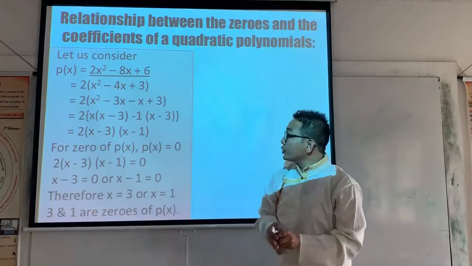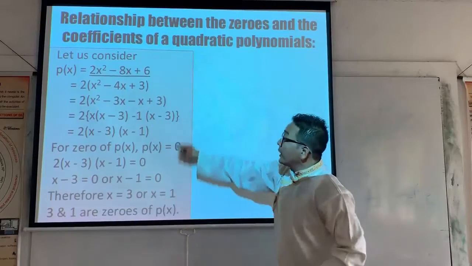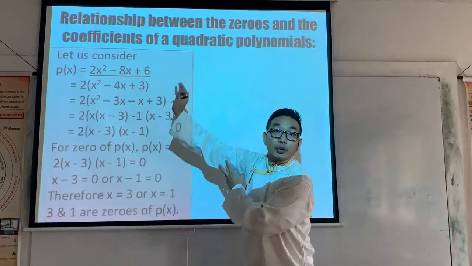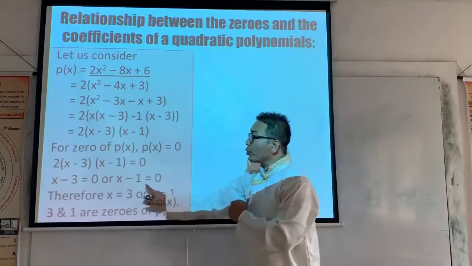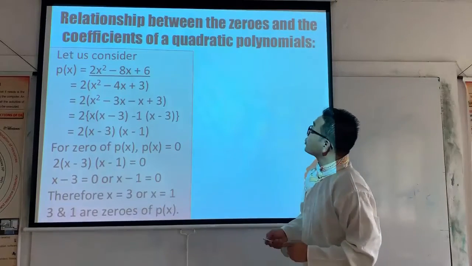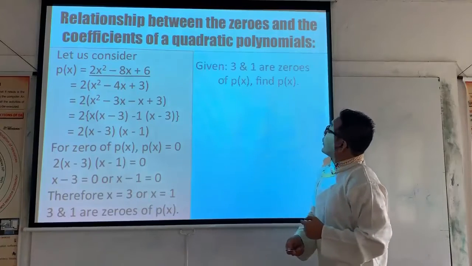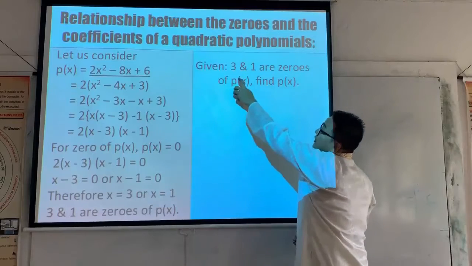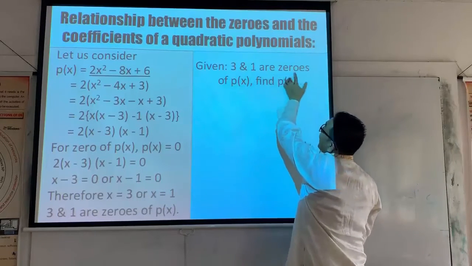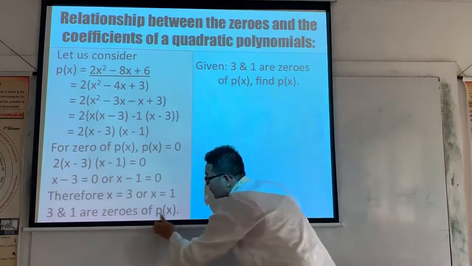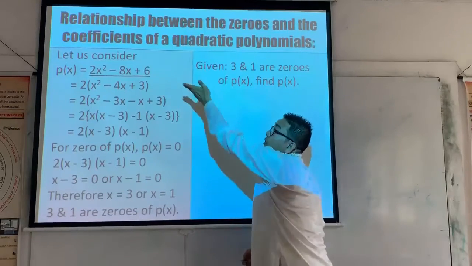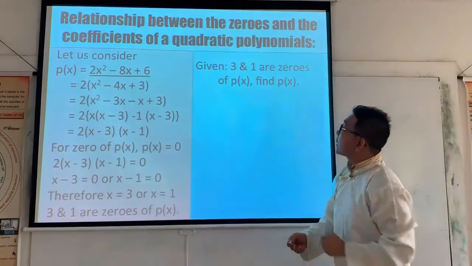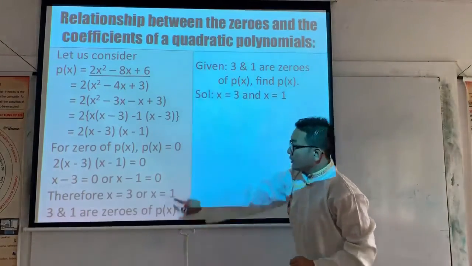This is about the quadratic polynomial, and the zeros are the big concept here. 3 and 1 are zeros of the polynomial. So let us see how we get the polynomial.